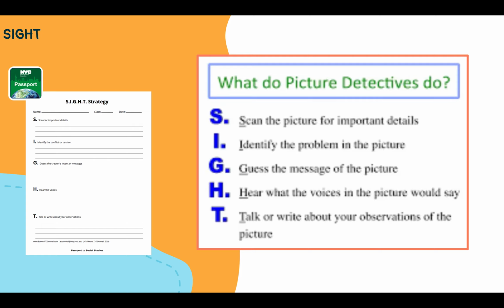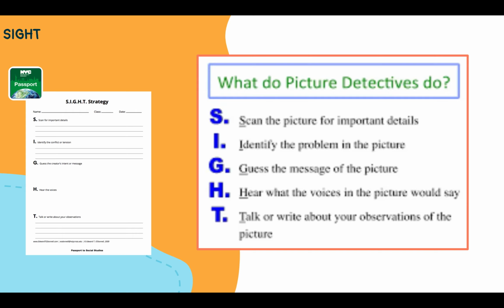So what is an acronym? An acronym is a set of letters that together form a word. This word helps us remember what each letter stands for. So scan, identify, guess, hear, and talk. The first letter of each one of those words spells out SITE. And SITE is what we do in order to become better picture detectives.